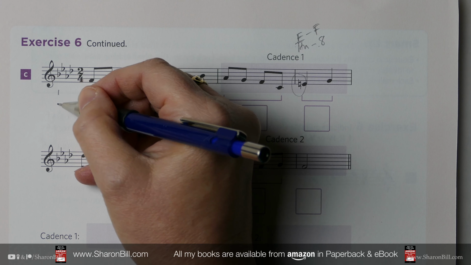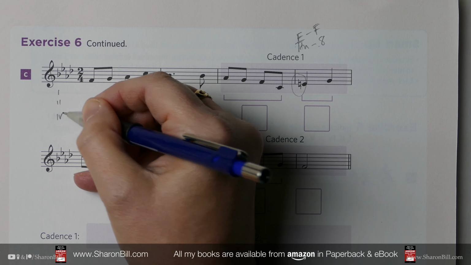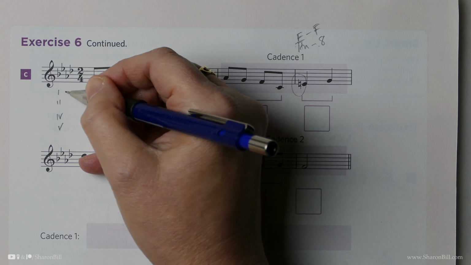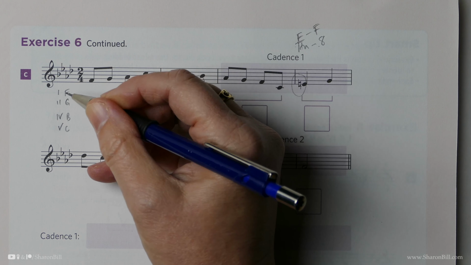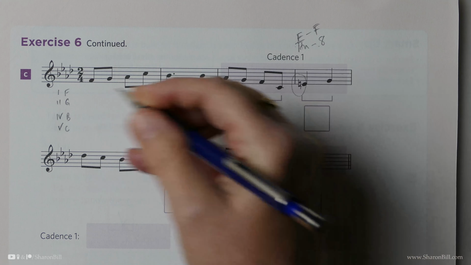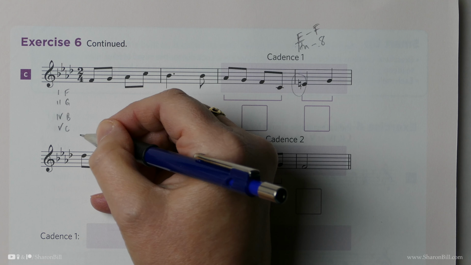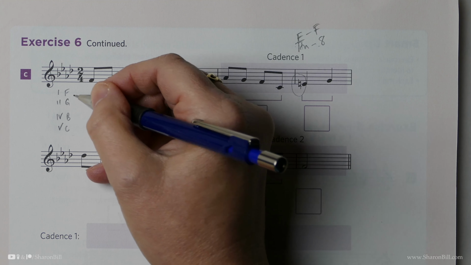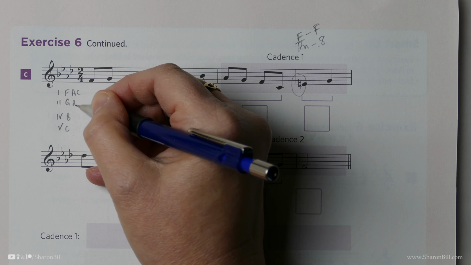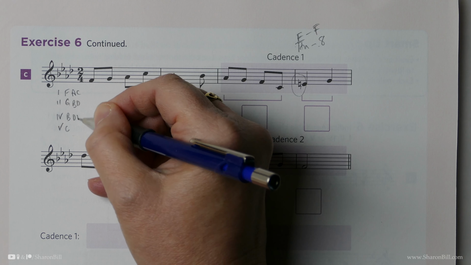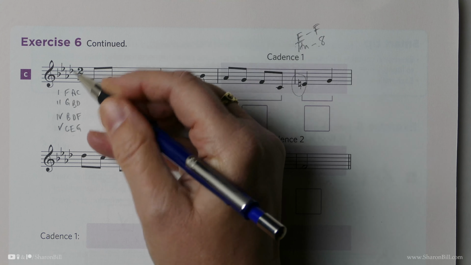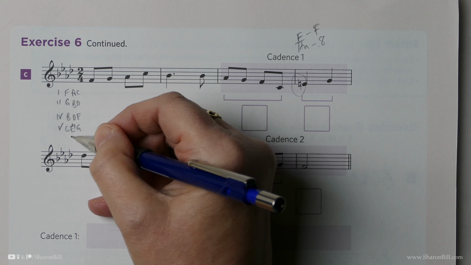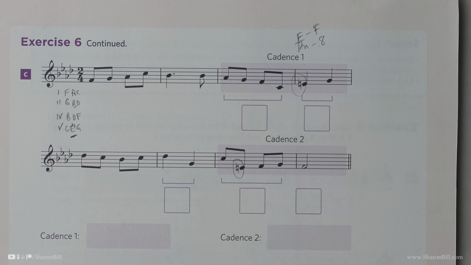So chords 1, 2, 4 and 5: F, G, A, B flat, C. Your key signature deals with everything except for this raised 7th, which always falls in the middle of chord 5: F, A, C, G, B, D, B, D, F, C, E, G. However, it's not part of the key signature, it's E natural. That's the one we've got to watch out for.